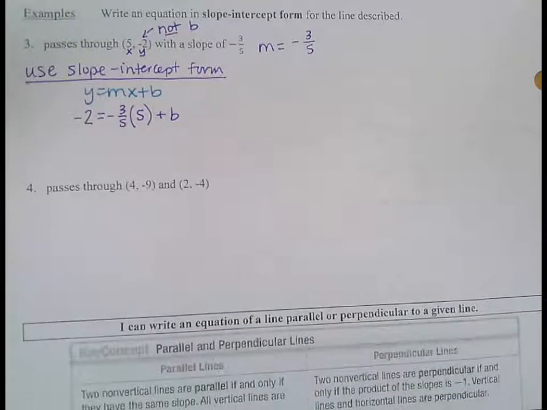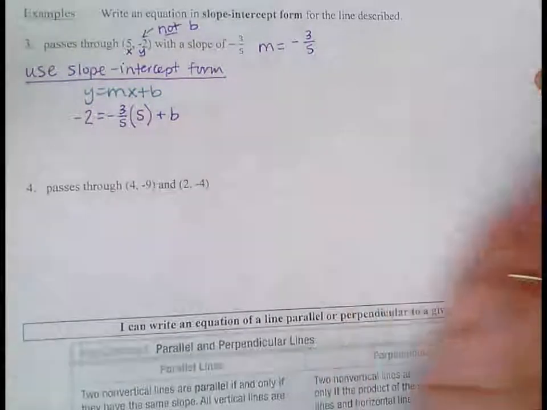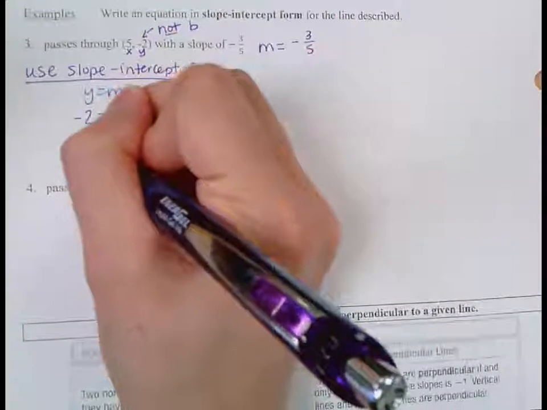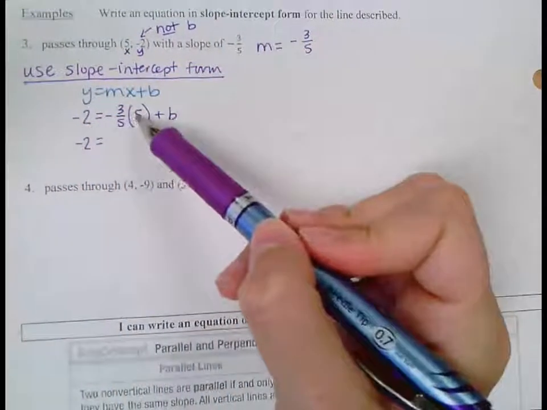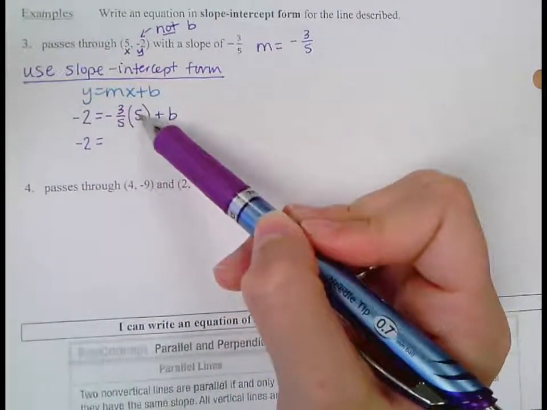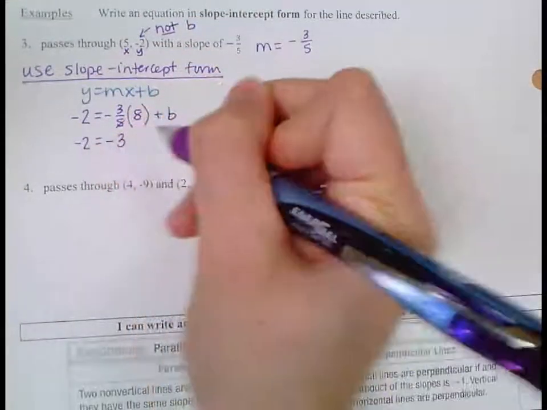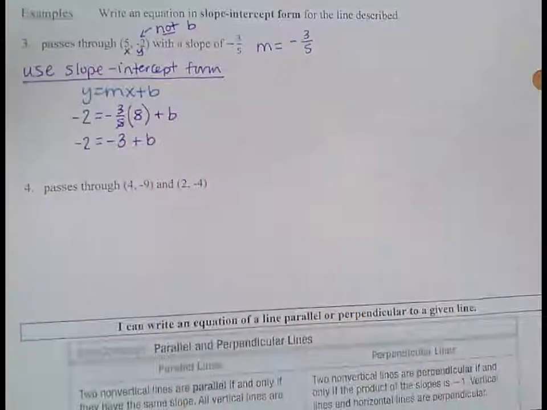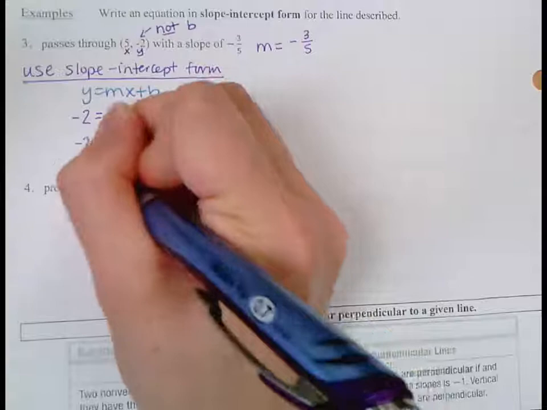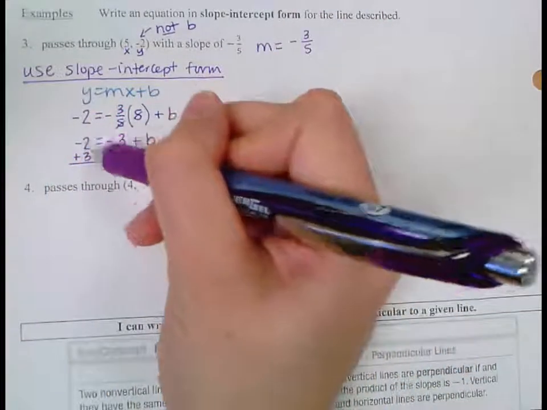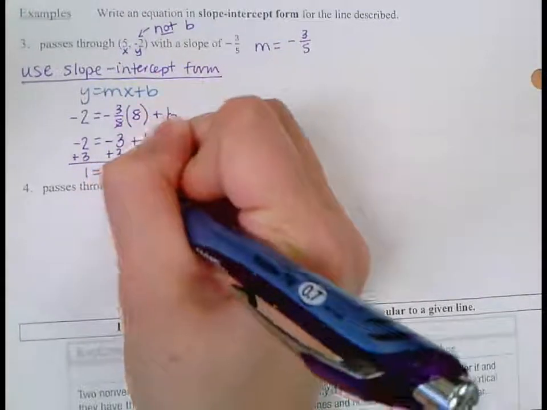Hopefully, this seems familiar, you've done this before. So to solve for b, I have to multiply -3/5 times 5. Because the denominator is 5, when I multiply by 5, they just cancel out, so it's just -3. And then I have plus b. Solve for b, add 3 to each side. So -2 plus 3 is 1, so b is 1.